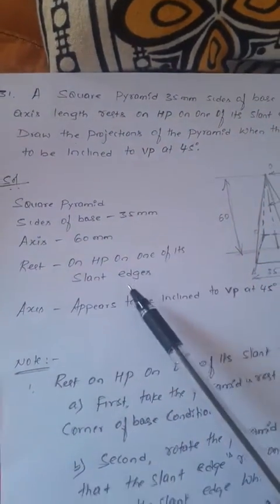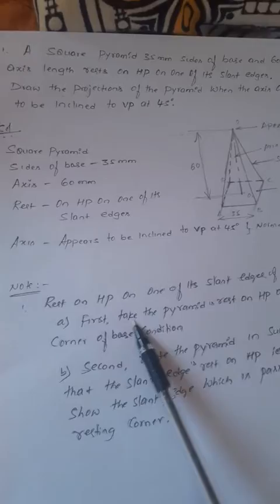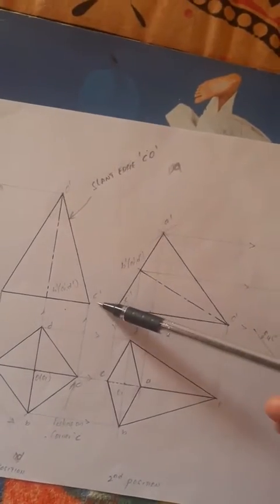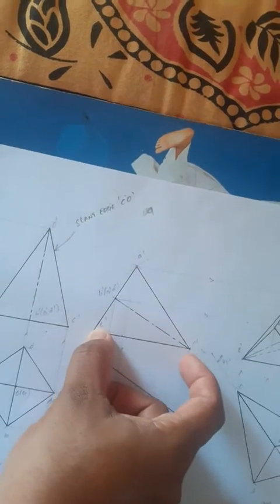What is the condition given? Rest on HP on one of its slant edges, right? The first position over, the first condition is satisfied. What is the second one? Now rotate this slant edge C dash O dash on the XY line. Take through the compass C dash O dash, measure, mark a convenient distance, mark the point C dash and draw an arc on the XY line, that you get O dash, right?